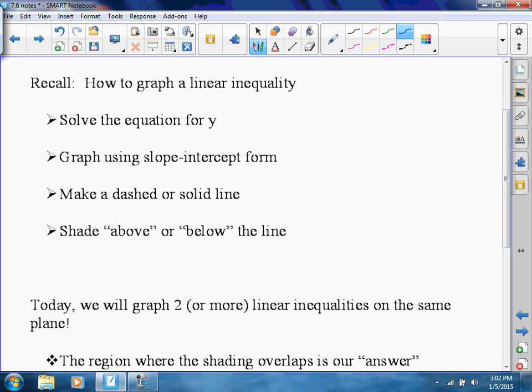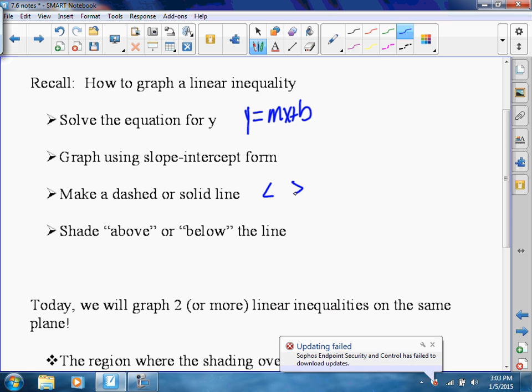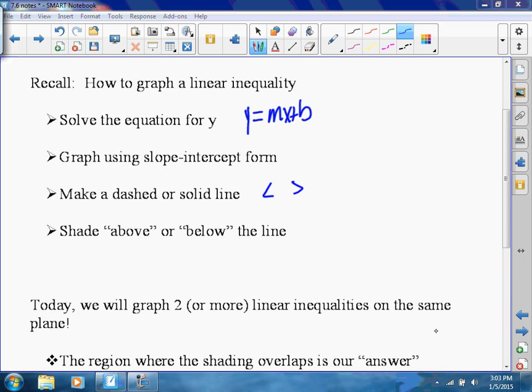You want to solve the equation for y so that it's in slope-intercept form, and then you can graph it using your slope and your intercept. And then you're going to make the line dashed or solid. Remember, if it's just less than or just greater than, that's going to be the dashed. And if it's less than or equal to or greater than or equal to, that's going to be the solid line when it has that equal to in it. And then you're going to shade above the line if it's greater than or equal to, and you're going to shade below it if it's less than or equal to.